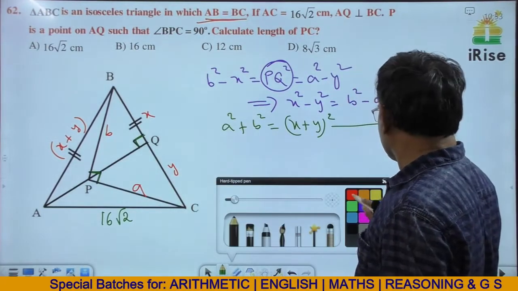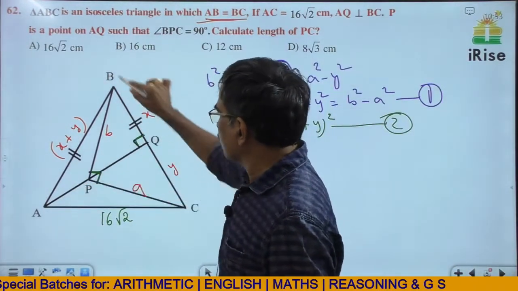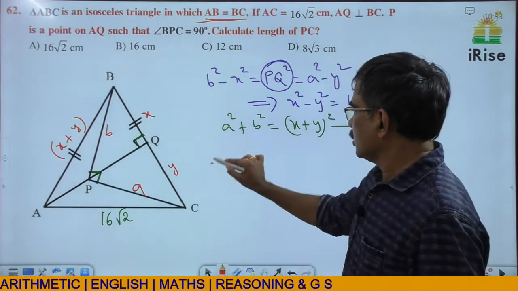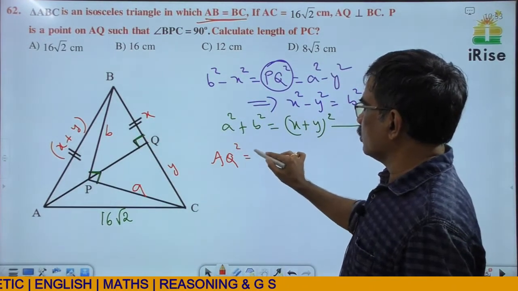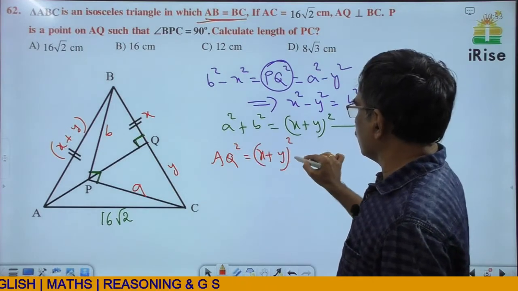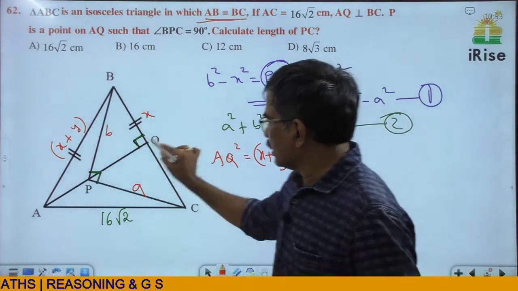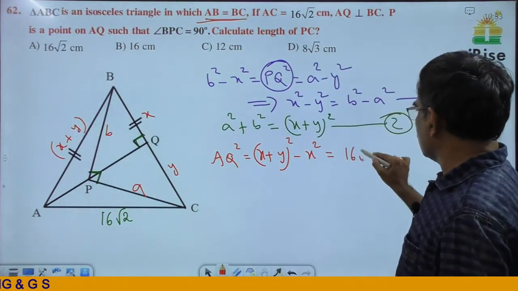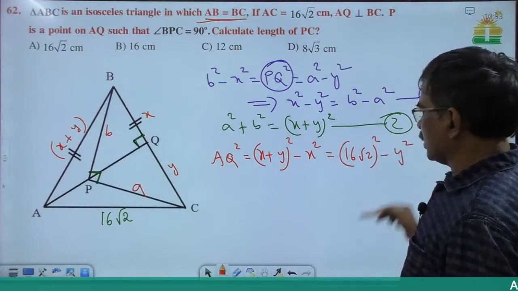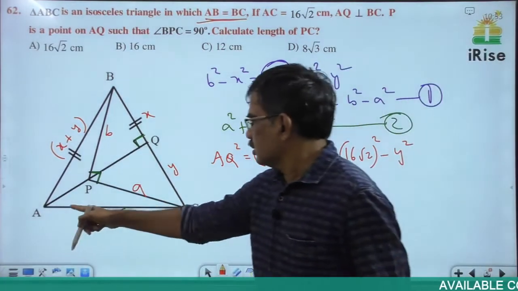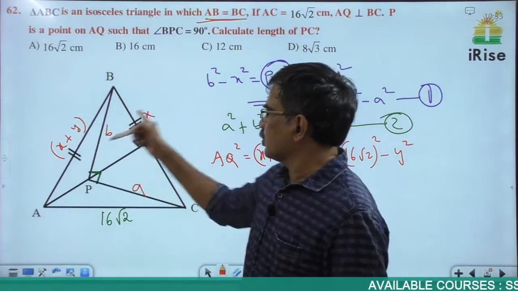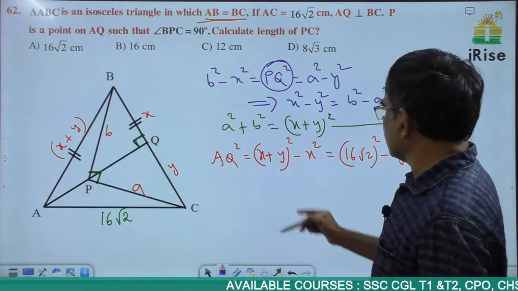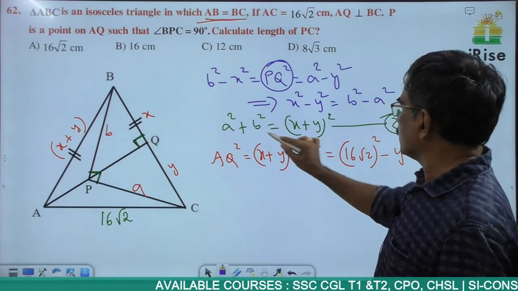And the third condition: this is a right angle triangle. In this right angle triangle, what is AQ square? X plus y whole square minus x square. AQ square is equal to x plus y whole square minus x square. And in this triangle, AQ square is equal to 16 root 2 whole square minus y square. So 16 root 2 whole square minus y square is the same as x plus y whole square minus x square. So then what is x plus y? Already you know x plus y whole square is equal to a square plus b square.